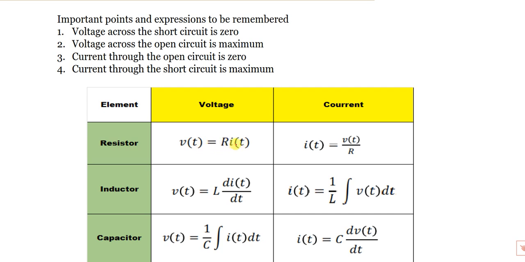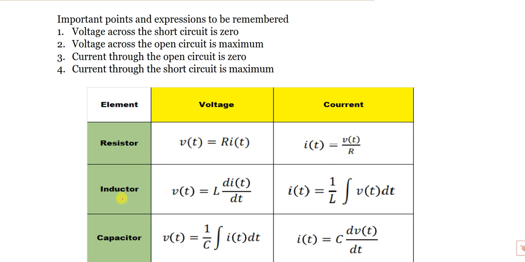V of t is equal to R into I of t. And similarly, I of t is equal to V of t by R. R is constant. I of t is the instantaneous value of current. V of t is the instantaneous value of voltage. So V is equal to IR, and I is equal to V by R.